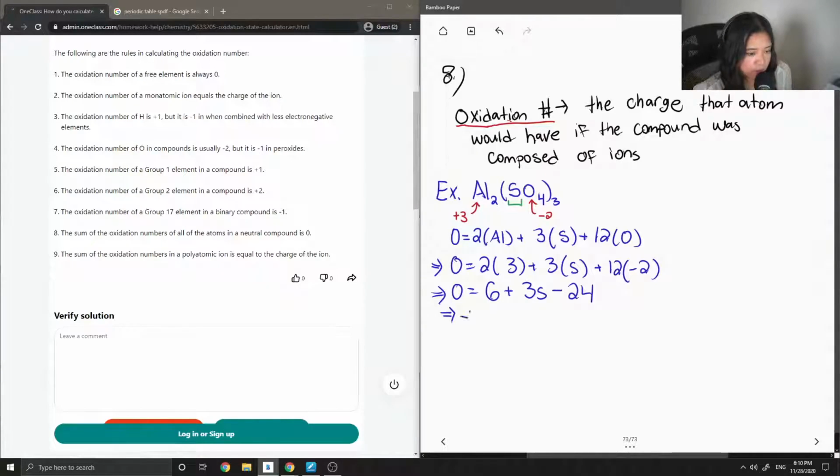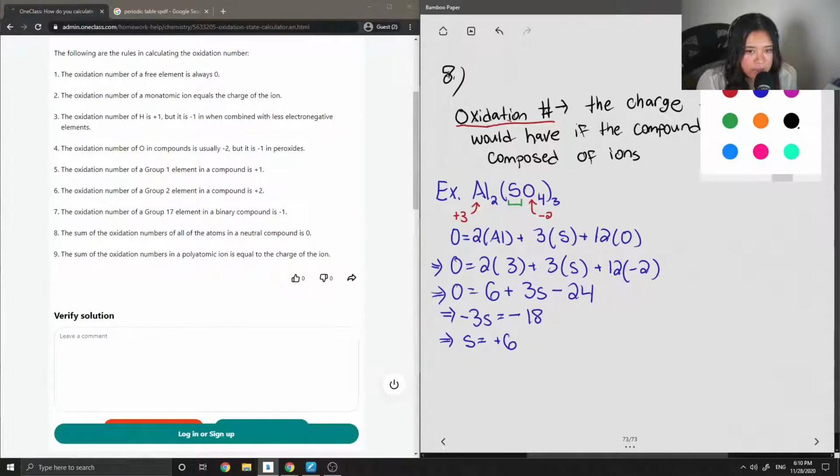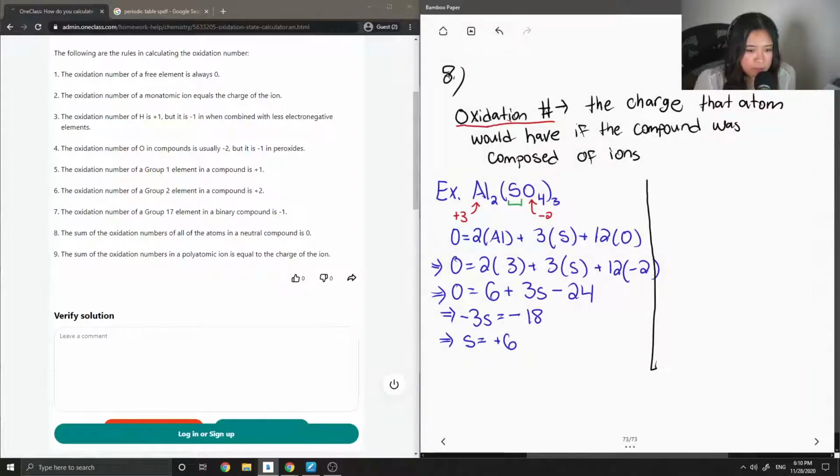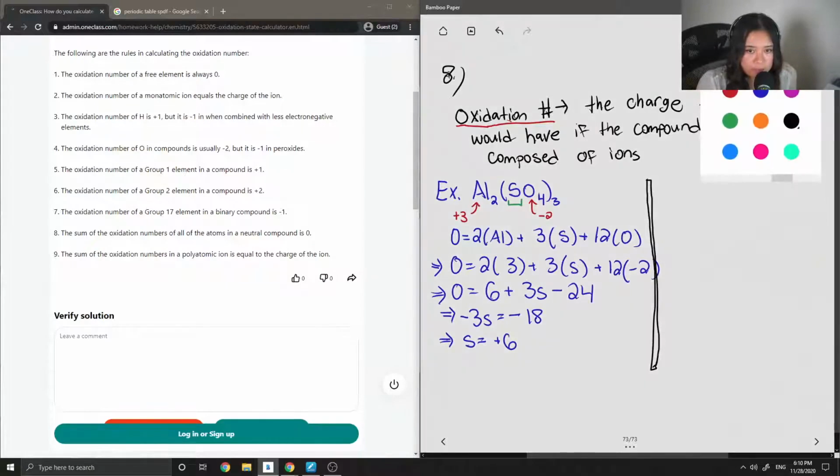So let's bring that over to this side. S is equal to plus 6. Okay, so the sulfur has an oxidation number of plus 6. I'm going to do another example on the right side.